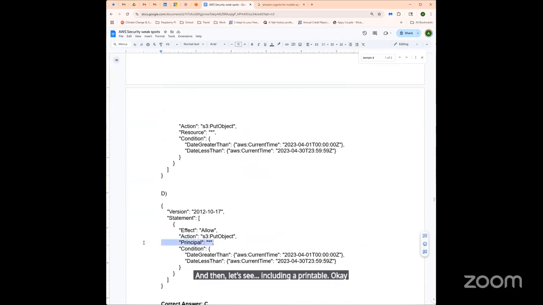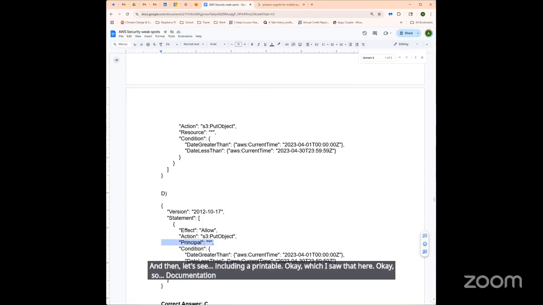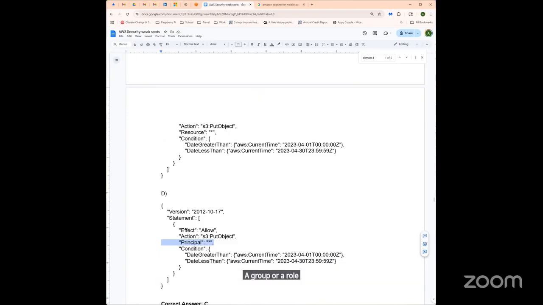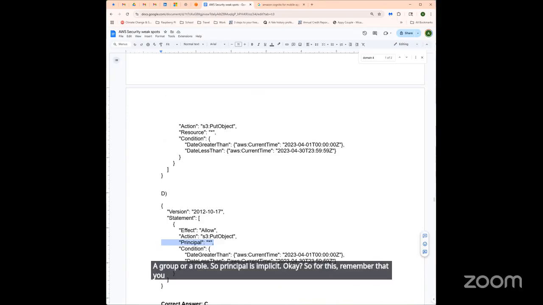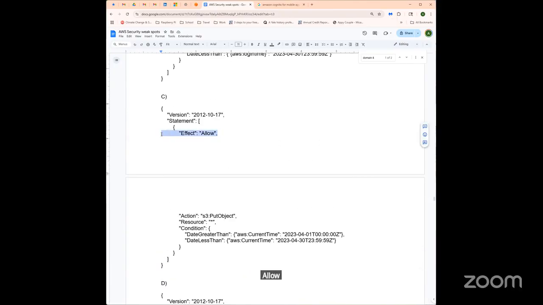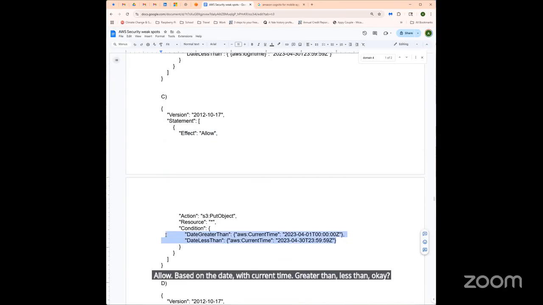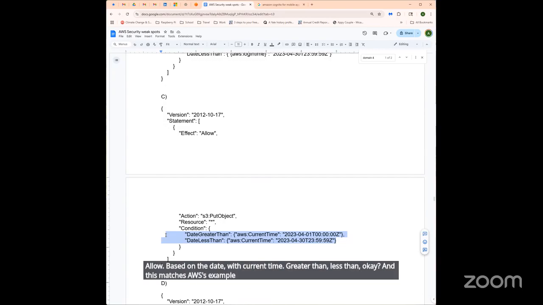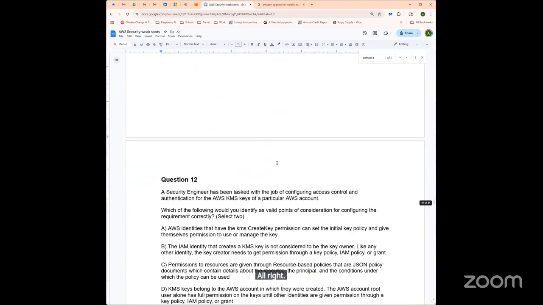Okay, I just saw that here. Documentation will clarify that identity-based policies cannot include a principal. They're attached directly to a user, a group, or a role, so the principal is implicit. For this, remember that you want to allow, based on the date with current time greater than, less than. And this matches AWS's example for time-bound permissions. All right, let's go to the next question.